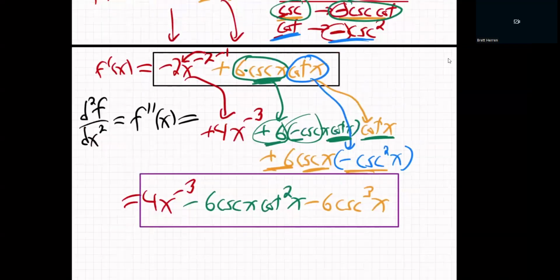There we go. That was quite a bit of work. So be careful with those derivatives. Know your product rules. There we go.